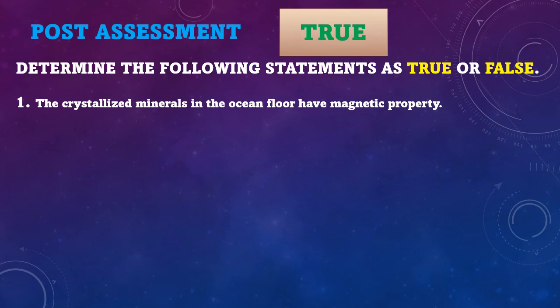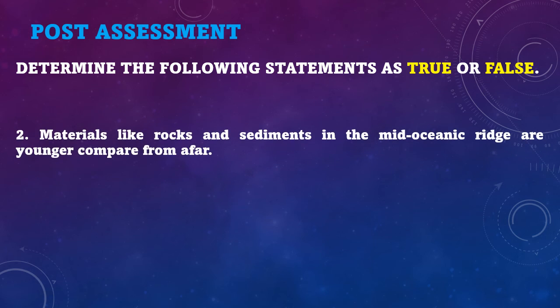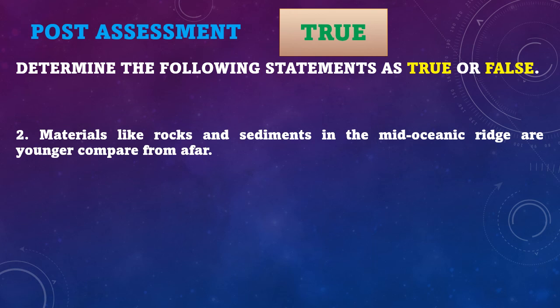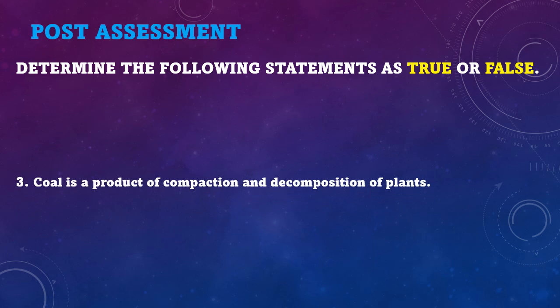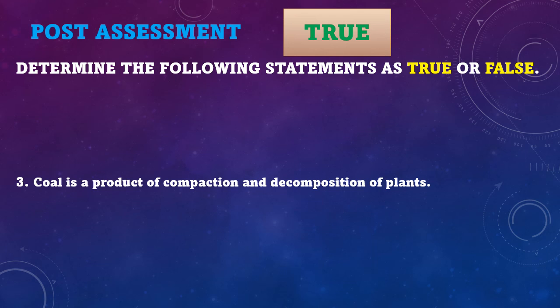The answer is true. Number 2. Materials like rocks and sediments in the mid-ocean ridge are younger compared to those farther away. True or false? The answer is true. Number 3. Coal is a product of compaction and decomposition of plants. True or false? The answer is true.